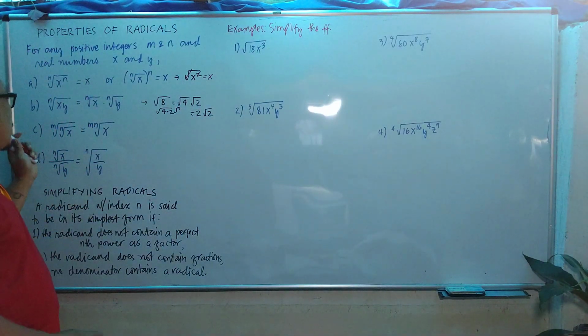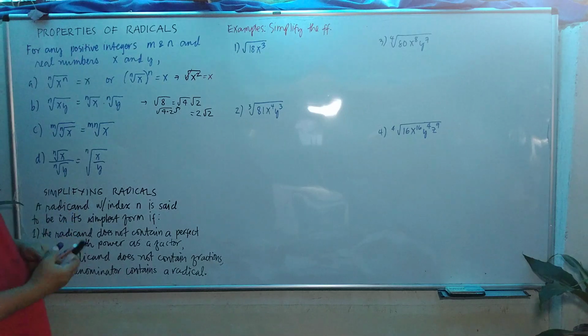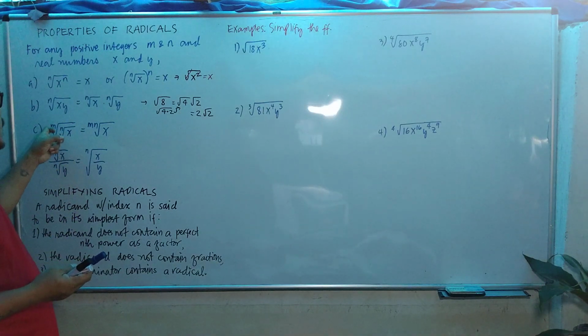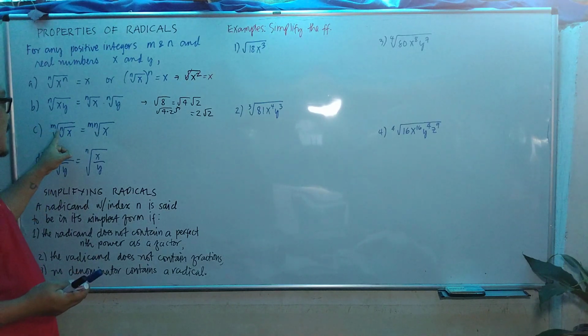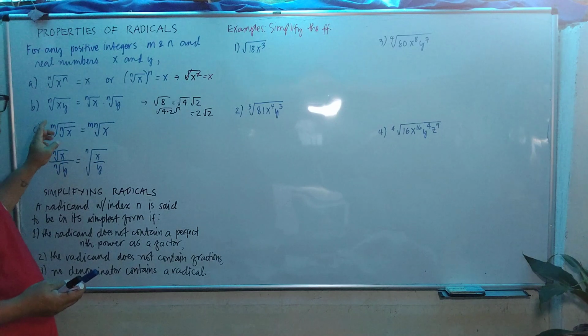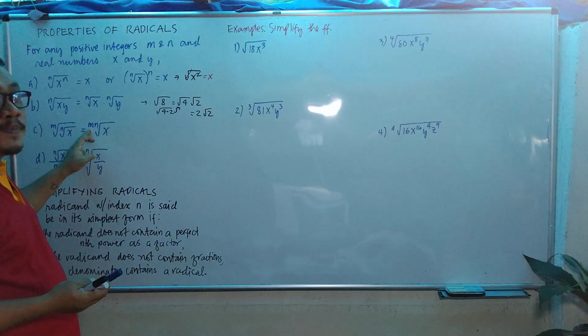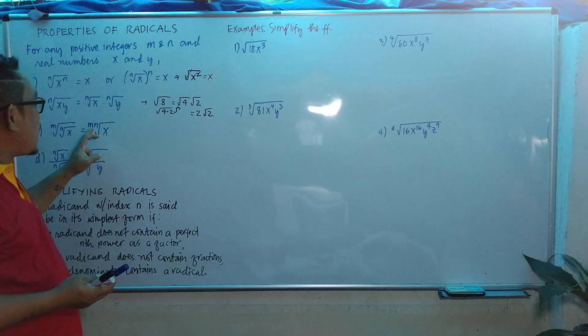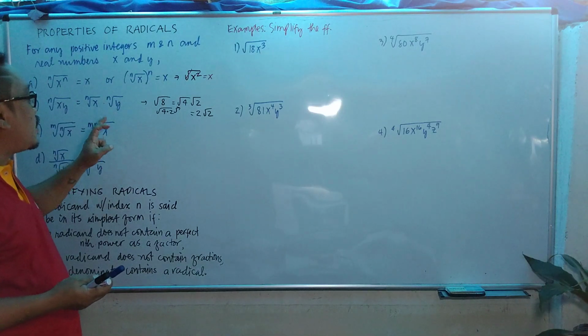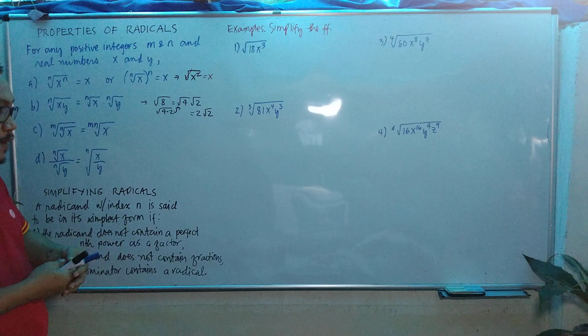Letter C. The nth root of x raised to the m power, under another root. If this is the case, you just multiply the indices: the m times n root of x. So we multiply their indices.